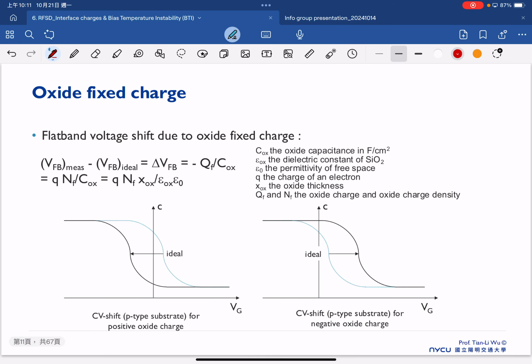One of the most common measurement techniques to estimate the oxide fixed charge is the flat band voltage shift. That's VFB. So we will use a CV measurement to estimate the VFB, and then we can use the VFB to calculate our oxide fixed charge, as shown here.